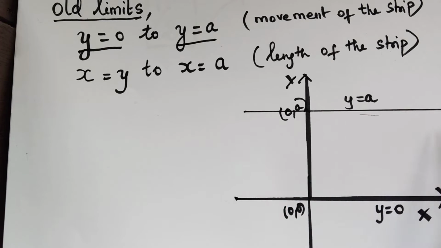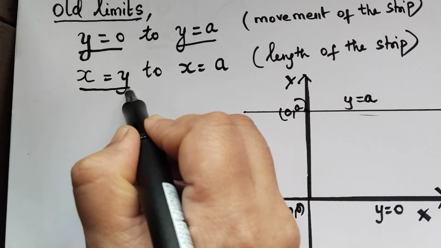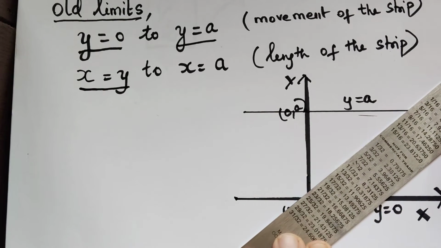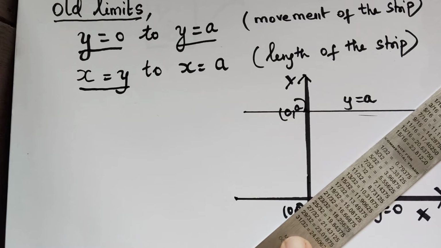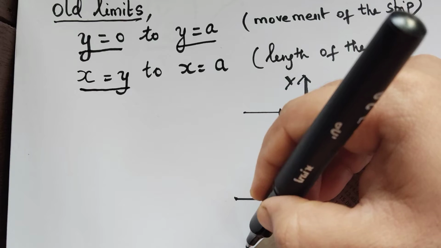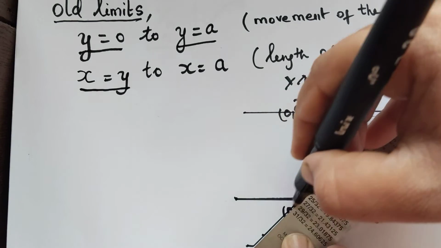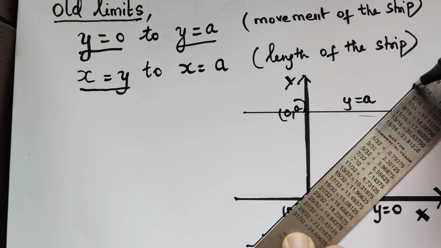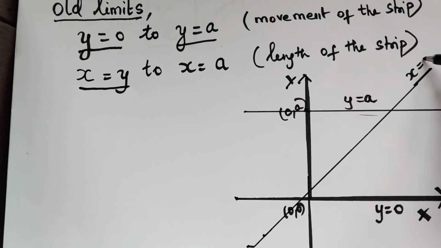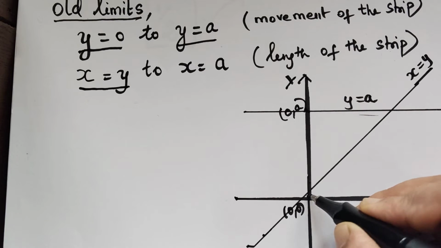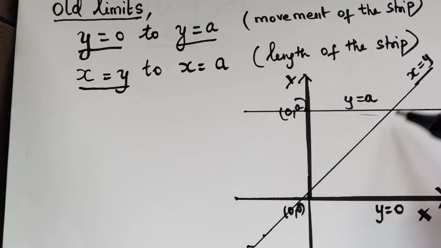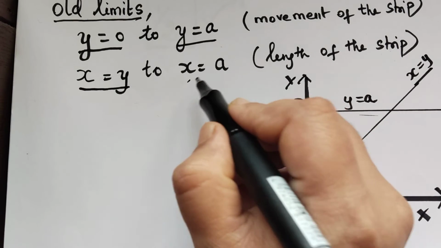We know that x is equal to y is the line that passes through the origin, and for every point of x there will be an equal distance of y also. Let me draw it here. So I have drawn the line y is equal to x. This is the first line, x is equal to y. For every point of x, there will be an equal point of y, because of which we get this line. And next is x is equal to a.